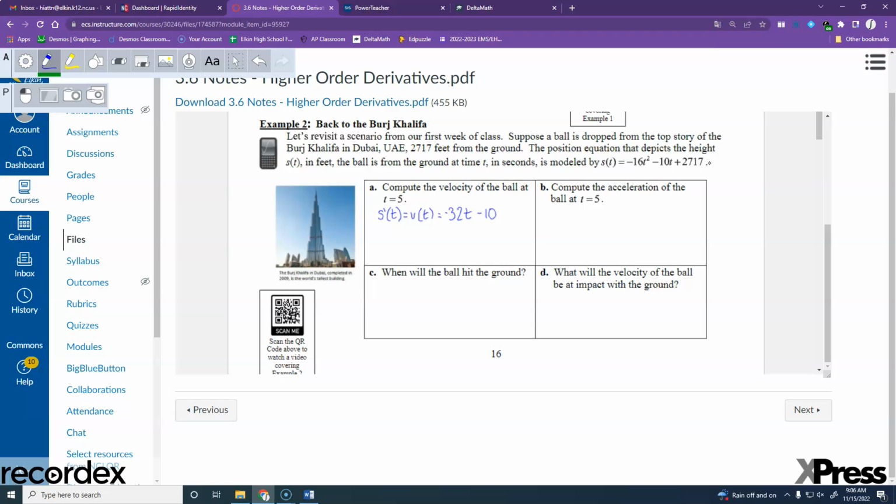And they asked for the velocity at 5, so I'm going to plug in 5. We'll say v of 5, or you can call it s prime of 5. Either is fine here because you labeled it both. So -32 times 5 minus 10. That is going to be -160 minus 10, -170 feet per second.